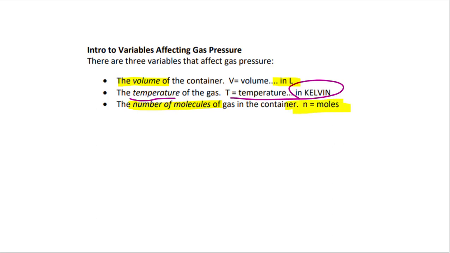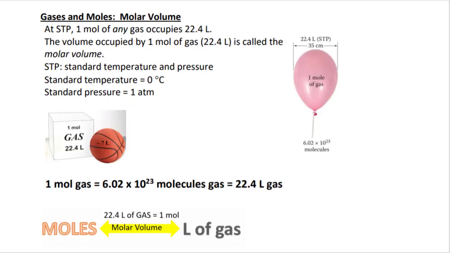And we'll be referring to that in moles, or Avogadro's number, right? Do you remember that there's 6.02 times 10 to the 23rd molecules in a mole of gas? So the more molecules or particles that we have, how does that affect gas pressure? So we are going to be talking about molar volume, and molar volume is what we're going to be referring to.